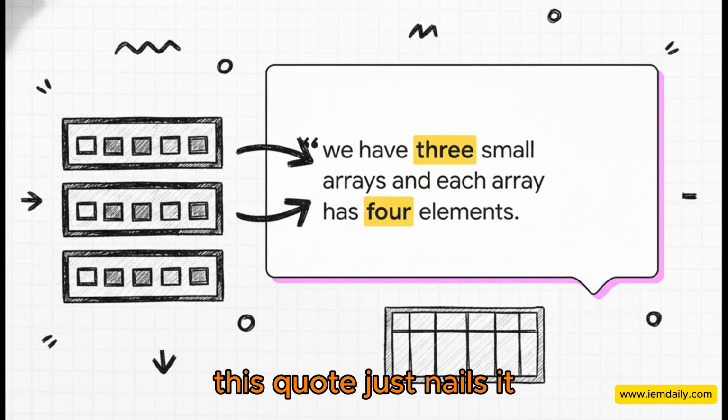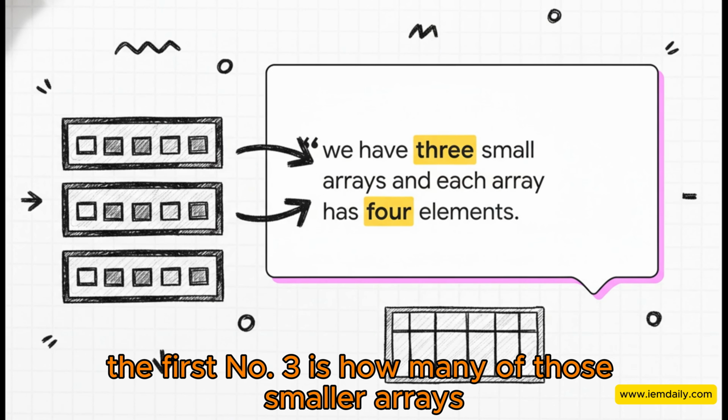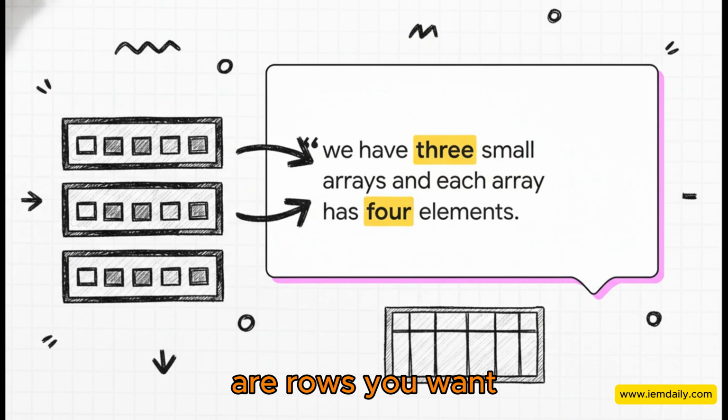Always. Yeah, this quote just nails it. The first number, 3, is how many of those smaller arrays or rows you want.